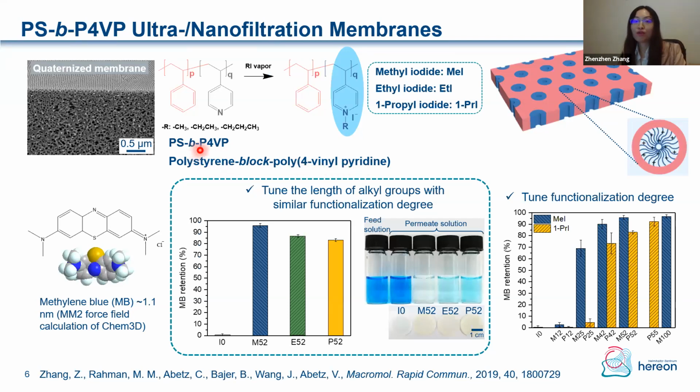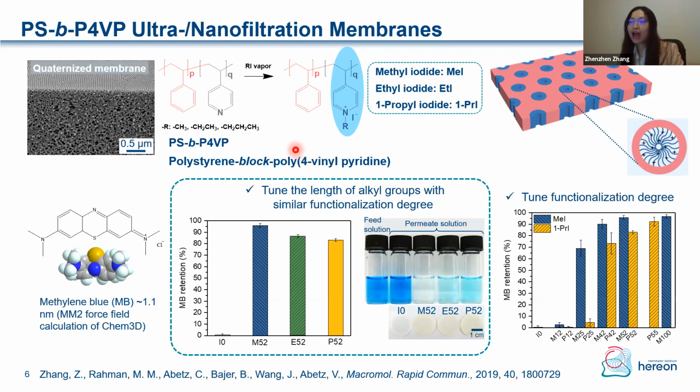Here we call it the PS-P4VP membrane. And we post-modified the pore-forming block P4VP with alkyl halides. Afterwards, we got the positively charged membrane. This membrane has reduced the pore size from ultrafiltration to nanofiltration. To tune the pore size in a wide range, on one hand we tuned the length of the alkyl groups. On the other hand, we tuned the degree of the functionalization.